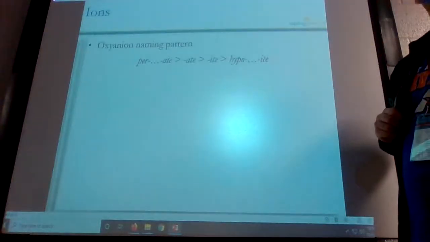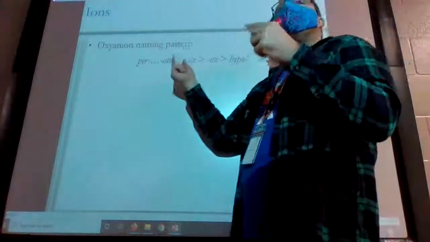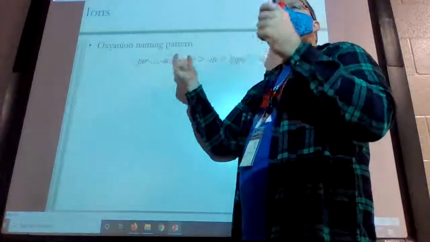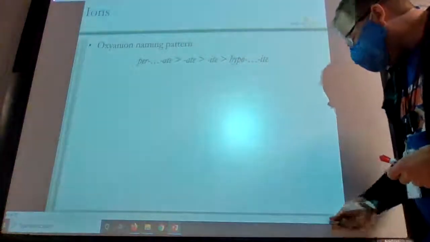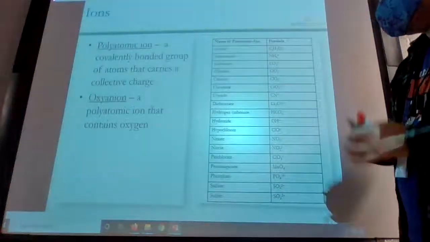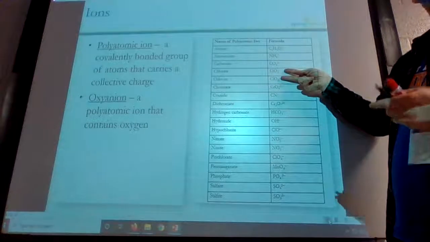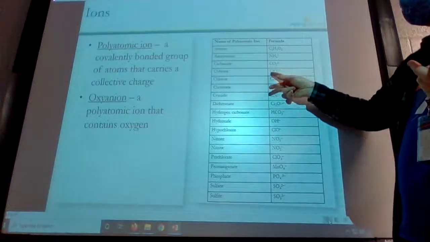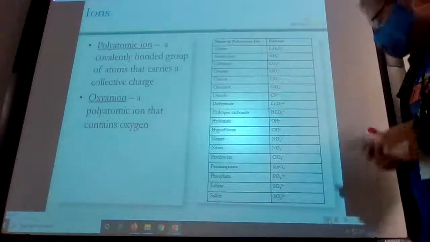Naming oxyanions has a weird pattern. You take the name of the element that's not the oxygen. So let's say we go back and we have chlorite and chlorate. See these two here, chlorite, chlorate. It's a chlorine and an oxygen. The first one is chlorine and 3 oxygens. The other one is a chlorine and 2 oxygens. How are we going to name these?